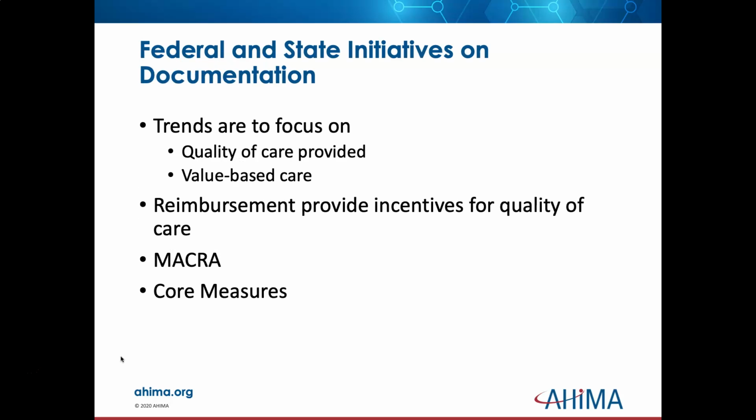And then federal and state initiatives on documentation. The trends really are to focus on quality of care provided and value-based care. And then reimbursement provides incentives for the quality of care. But of course, that quality of care, how is it determined? Documentation. How can you provide quality of care if it's not documented, or not documented thoroughly, properly, timely? So you can see if reimbursement is providing incentives or based on quality of care, that quality of care can only be proven by documentation. And then there's something called MACRA, and we will get into that.